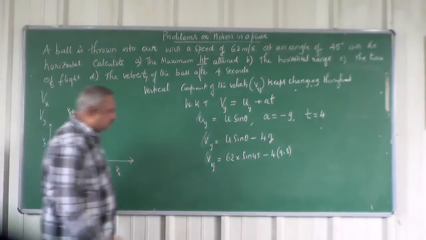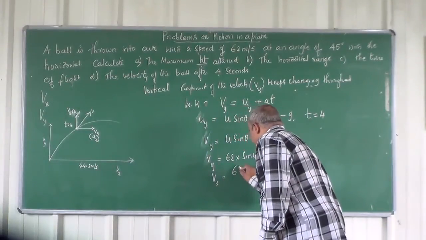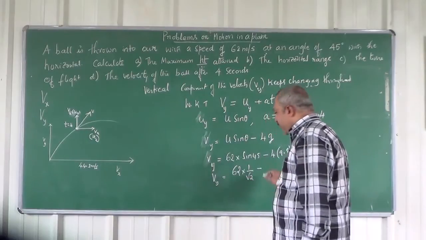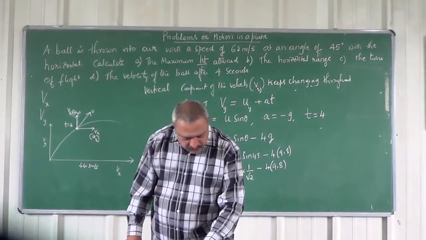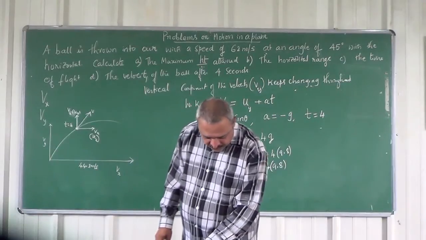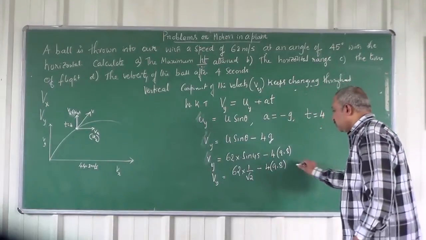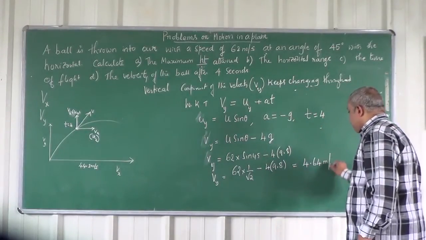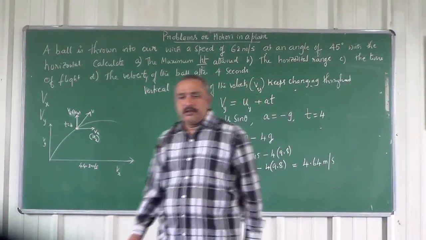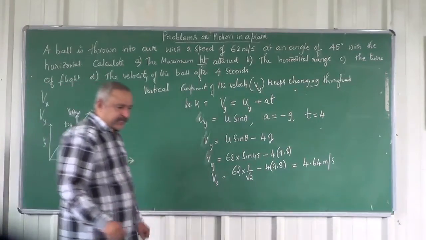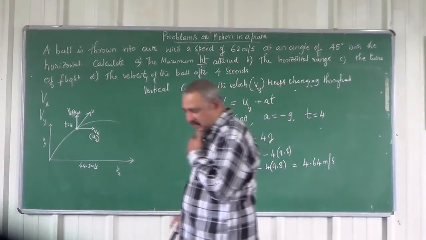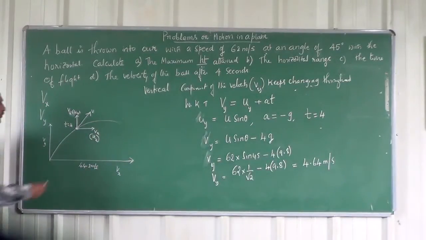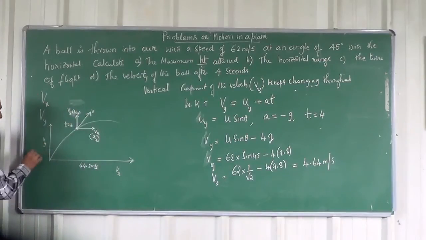So Vy equals 62 into 1 by root 2 minus 4 into 9.8. Please simplify this. How much? 4.64. 4.64 meters per second. So this way it is 4.64 meters per second.